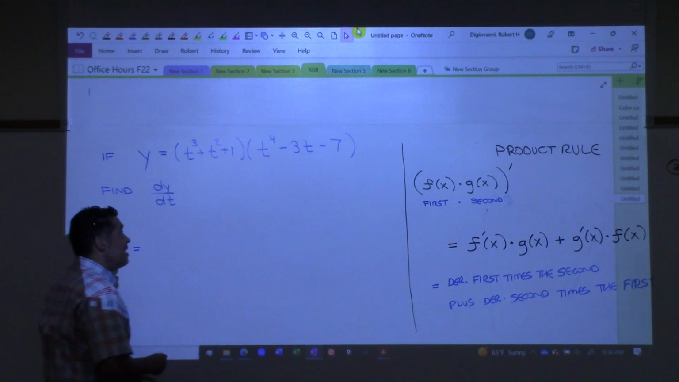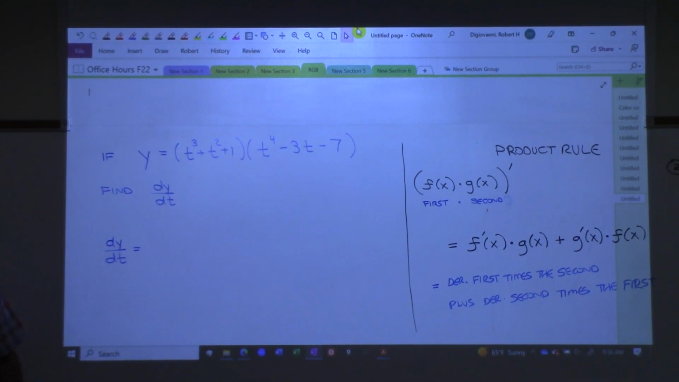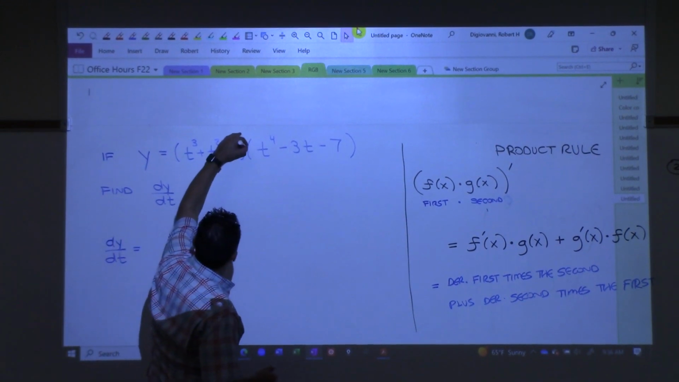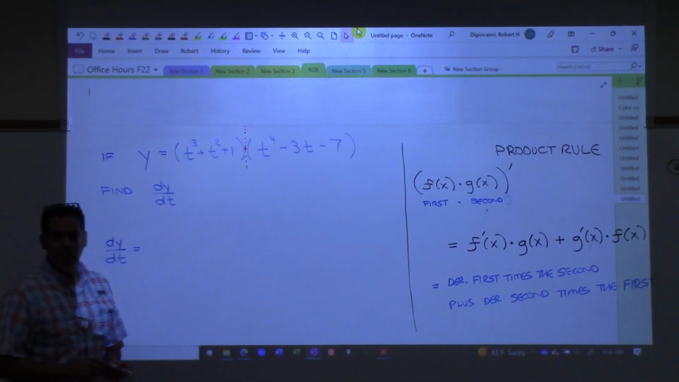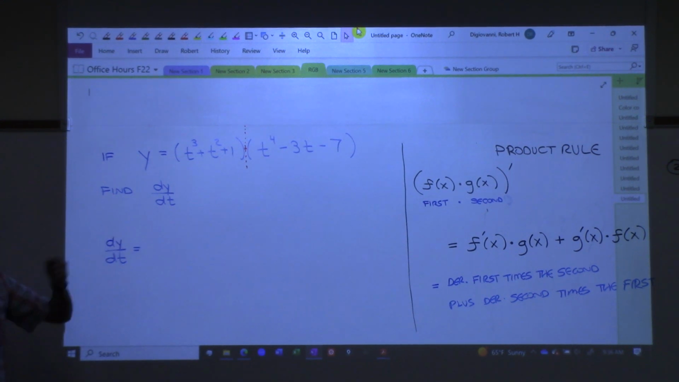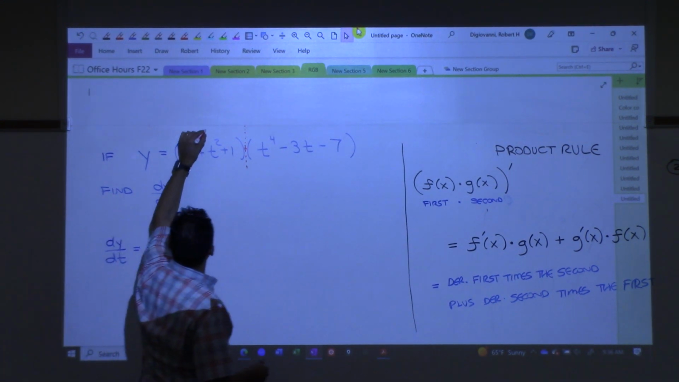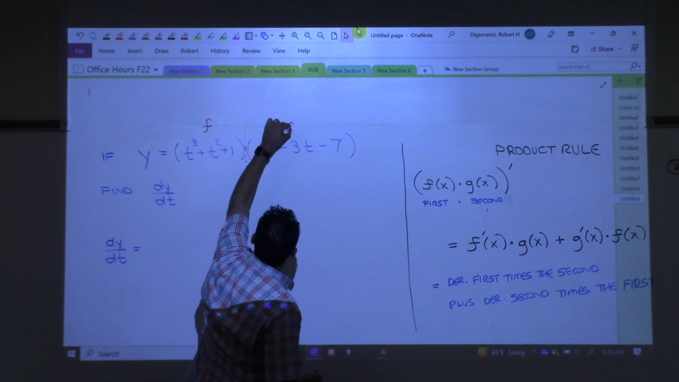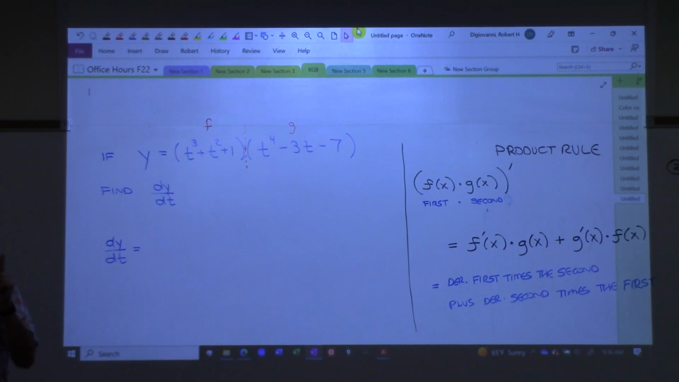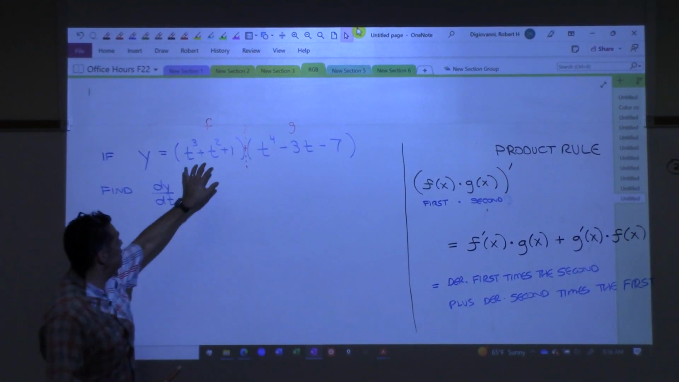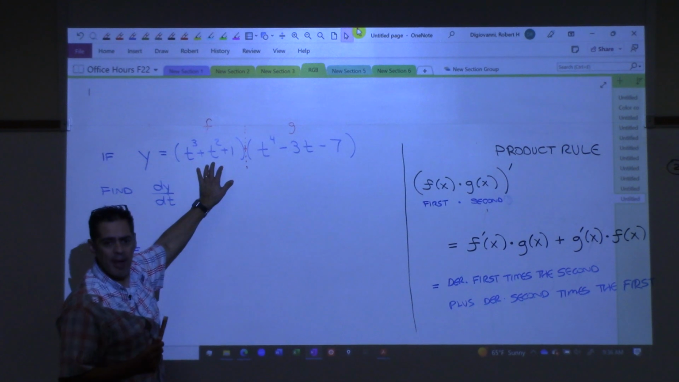All right, so the first thing that I have to realize is that I have a product here. Everyone see the product between two things? Right there. I have something being multiplied by something else, right? I could look at this as being the f function and this as being the g. And now you have to ask yourself, can I find the derivative of each one of those separately? Like, could you do it? If I asked you for the derivative of that, could you do that?